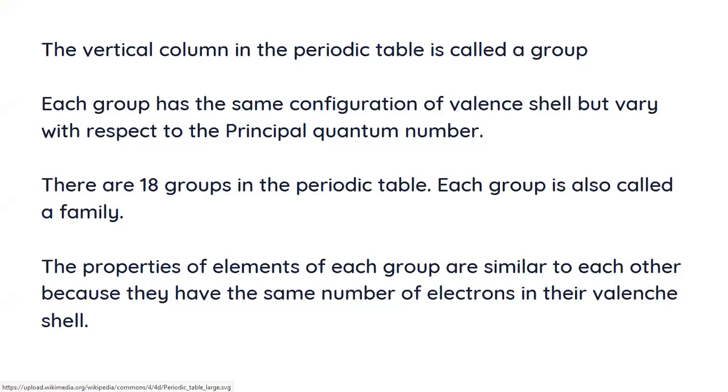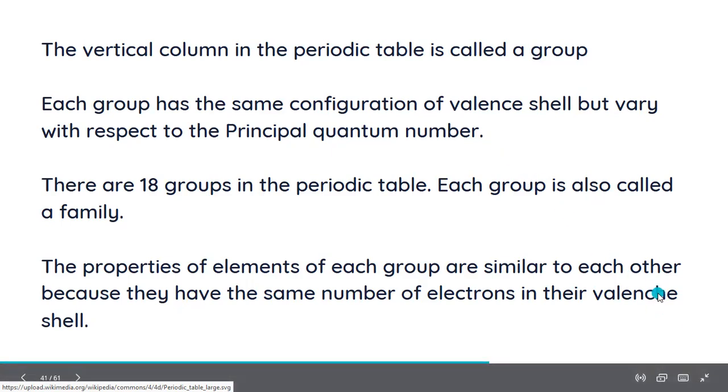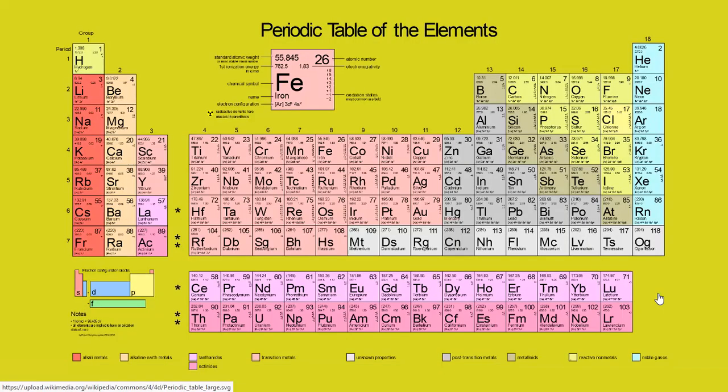Now, the properties of elements in each group are similar to each other because they have the same number of electrons in their valence shell. So the electronic configuration in the end of the day is the one which drives the various properties of all of these elements, right from, for example, lithium, sodium, potassium, rubidium, cesium and francium.